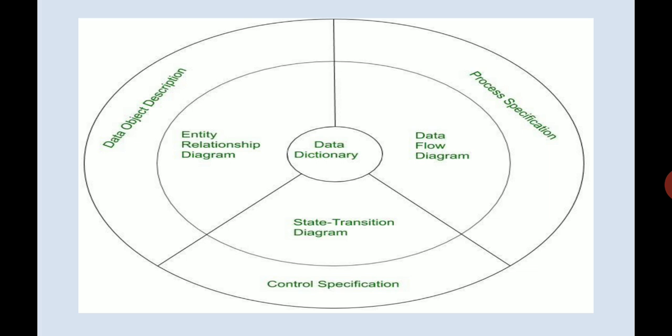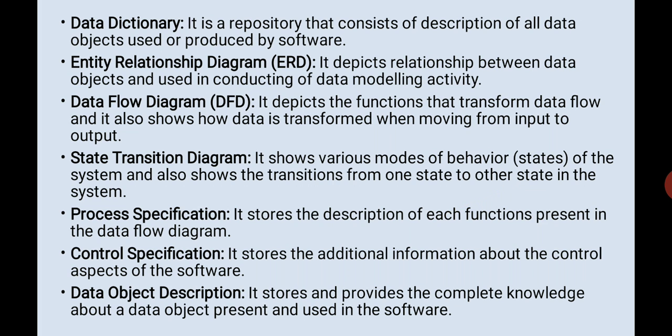See, you have a data dictionary in the middle, then you have the ER diagram, data flow diagram, and state transition diagram. The ER diagram has the data object description, DFDs have the process specification, and the state transition tells you the control specification. All this is done in the analysis, so you properly map onto it, right? You properly see how they are working, and you analyze it in detail. The data dictionary, ER and DFD diagrams we have discussed in software re-engineering also. State transition is something new.